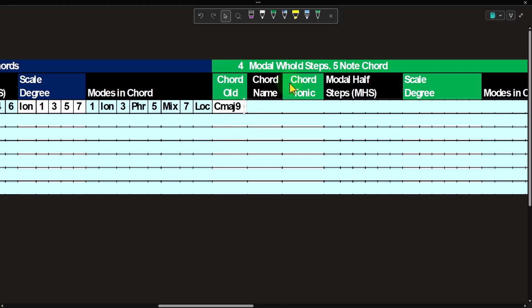All right, what if it was a 5-note chord? What would it normally be called? It would be called a C major 9. So a C major 9. Now, where does the 9 come from?